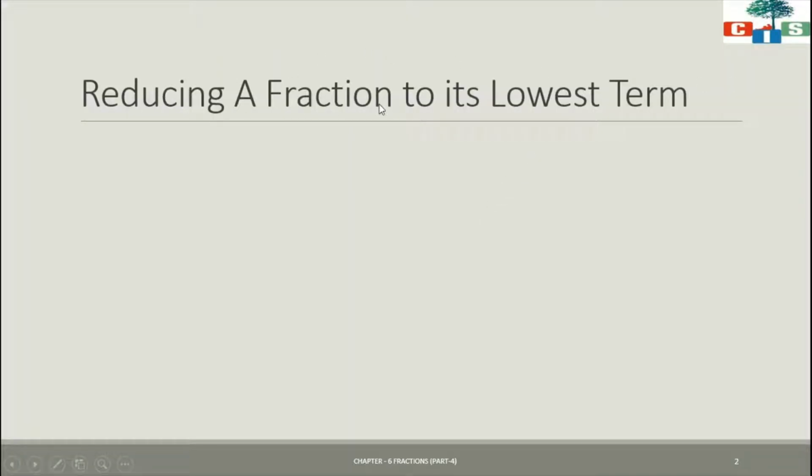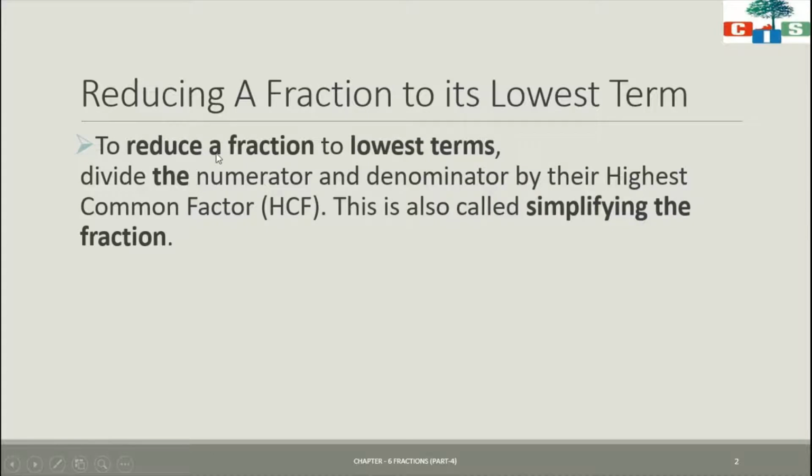Reducing a fraction to its lowest form. Okay, we have to reduce the given fraction to its lowest form. How to do it? We have different methods for reducing the fraction to its lowest form. We will see one by one. To reduce a fraction to its lowest term, we have to divide the numerator and denominator by their highest common factor. This method is also known as simplifying the fraction.